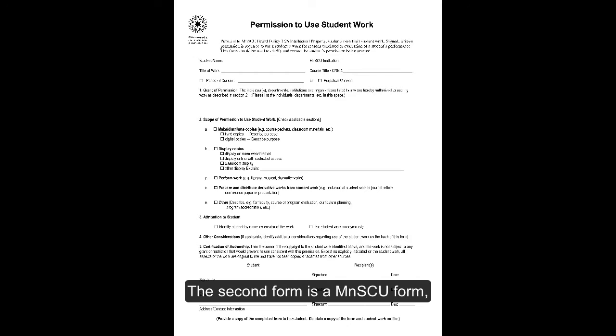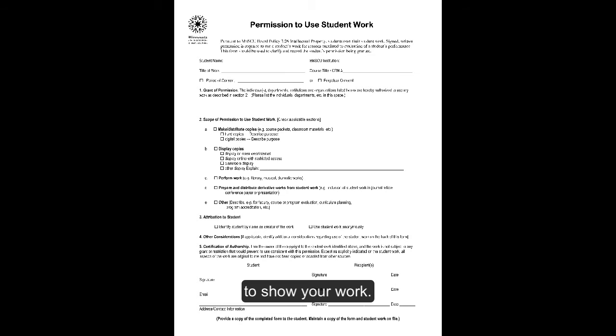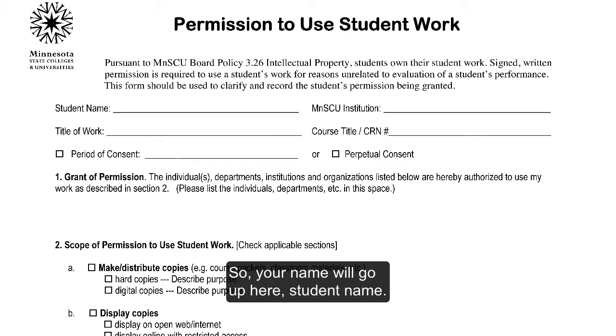The second form is a MNSCU form, permission to use student work. This one comes from the MNSCU office. And again, it's basically stating that you give us the right to show your work. Let me step you through this form. So your name will go up here, student name. MNSCU institution would be Ridgewater College.